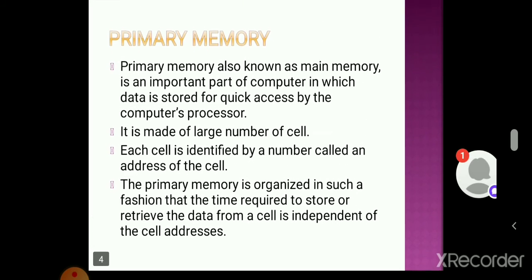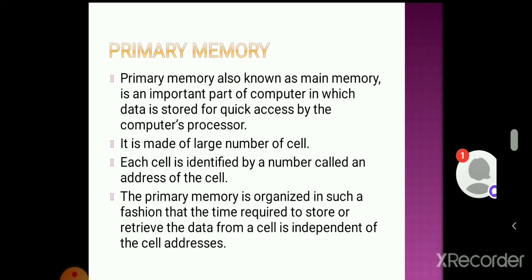It is made up of a large number of cells, and each cell is identified by a number called the address of the cell. So every cell is identified by its address.